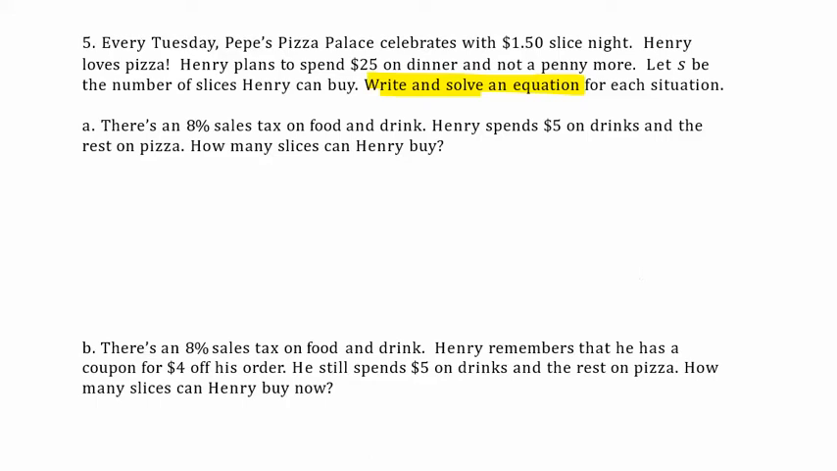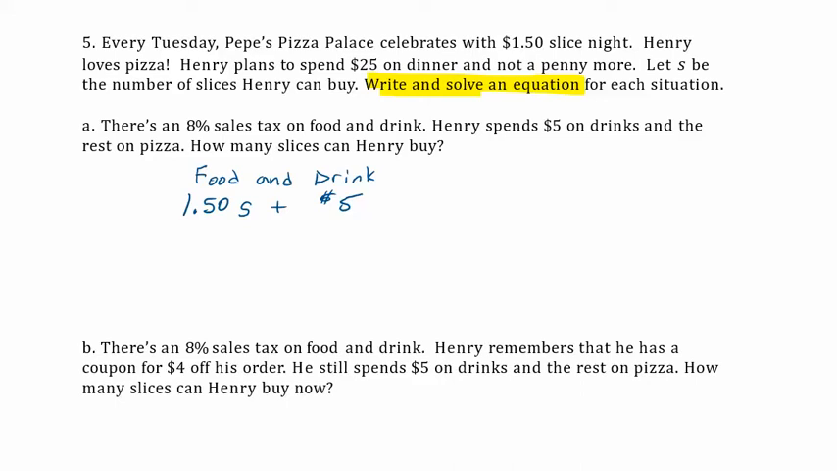All right, so let's see. Let's figure out how much he's going to spend on food and drink. And then we're going to take 8% of that and add it on, or we're going to talk about a multiplier, so we'll do that. All right, how much is he going to spend on food and drink? Well, we know he's spending $5 on drinks, right? How much is he going to spend on food? He wants to buy pizza. He wants to buy as many slices as he can. How much is the pizza? It's $1.50 per slice. So we're going to take $1.50 and multiply that by however many slices we buy, S. So that's the price of food and drink.